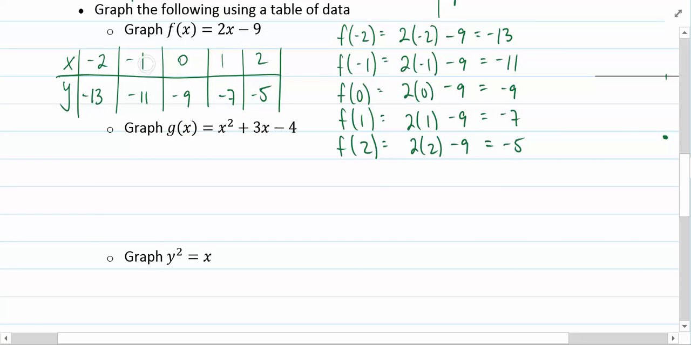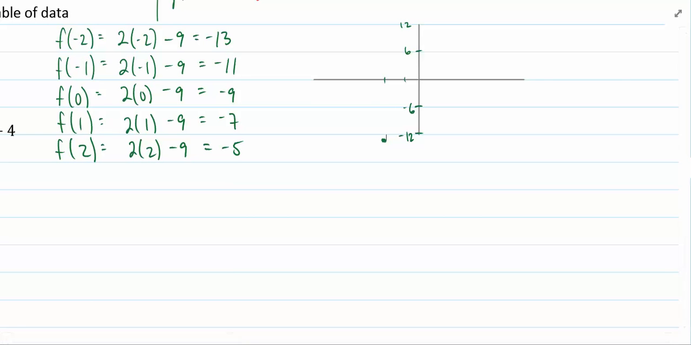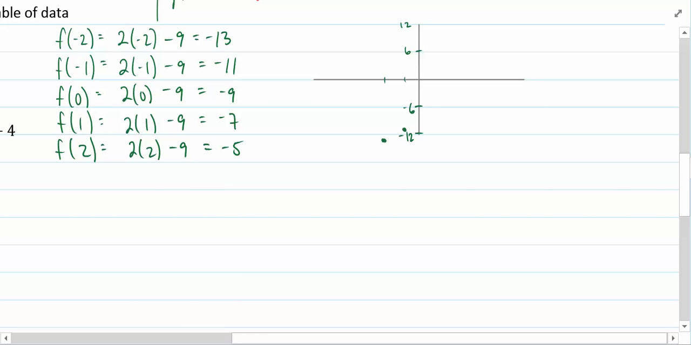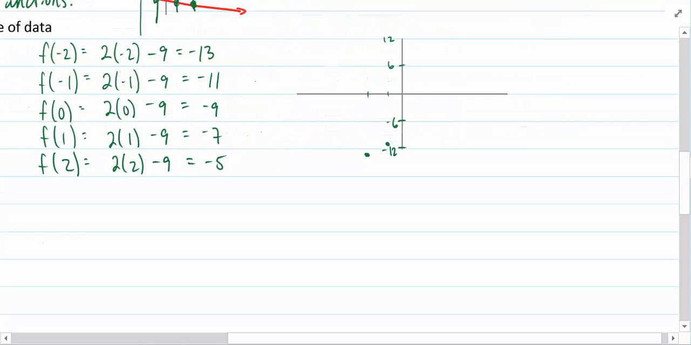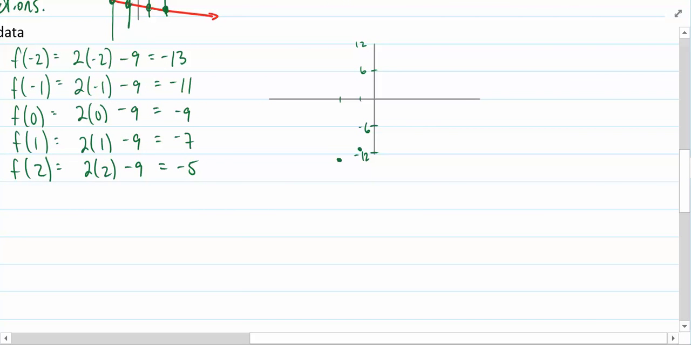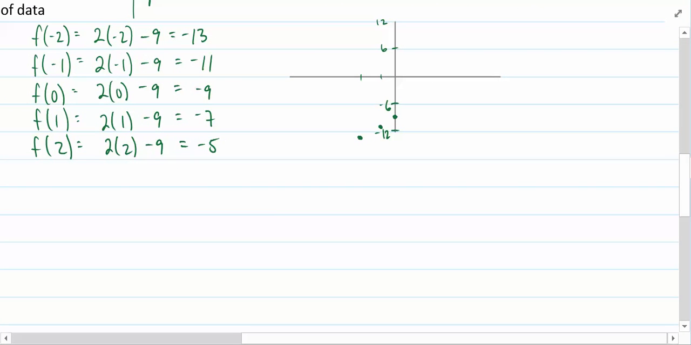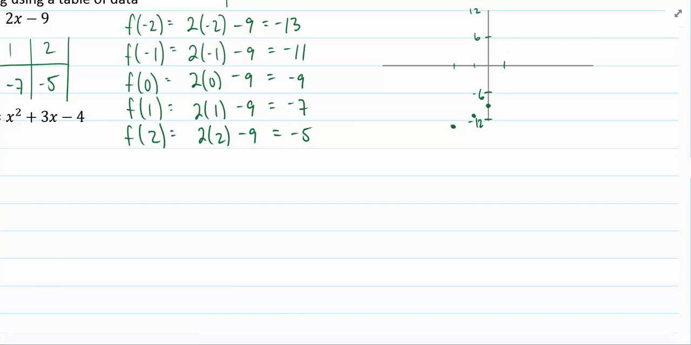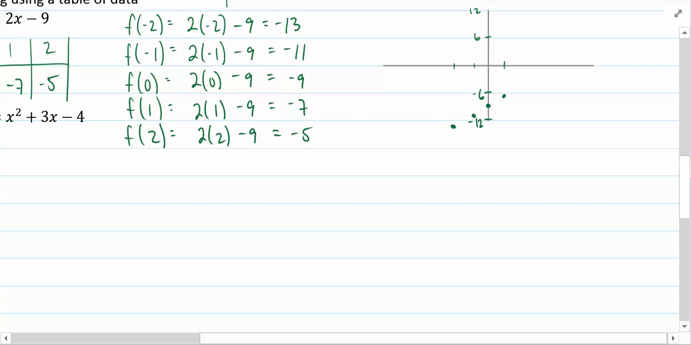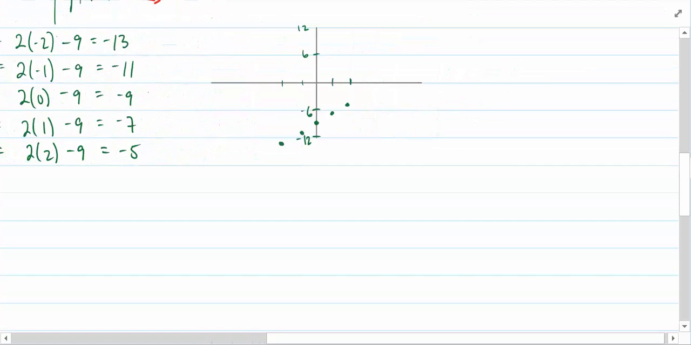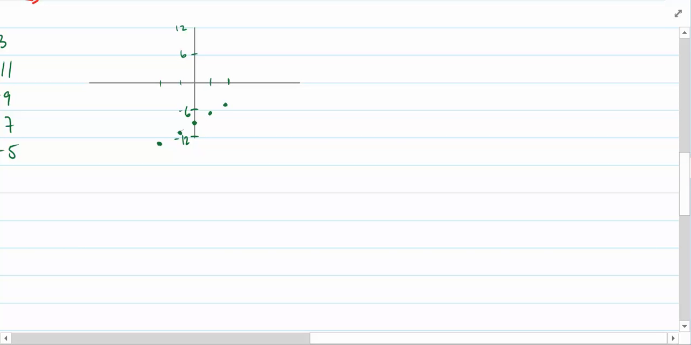For my other coordinate, I can go with -1, -11. So I'll go left 1 unit and down 11 units. For my next coordinate, I can go over 0 units and down 9 units. That's right in the middle between 6 and 12. I can move to the right 1 unit and down 6 units. I'm sorry, down 7 units. And then lastly, I can plot this point right 2 units from the origin and down 5 units. I have a series of points now that can be connected with a line, and in this case it's a perfectly straight line, and that line would represent our function.